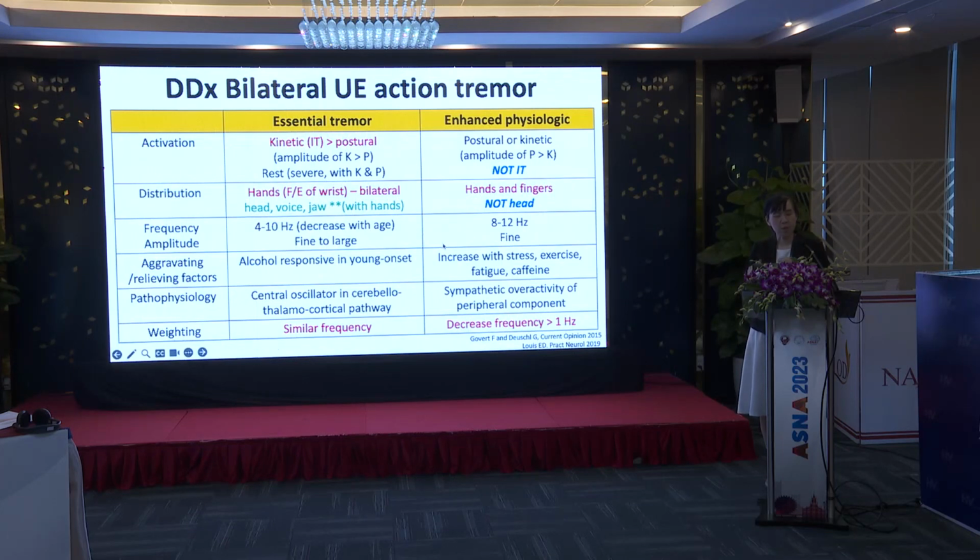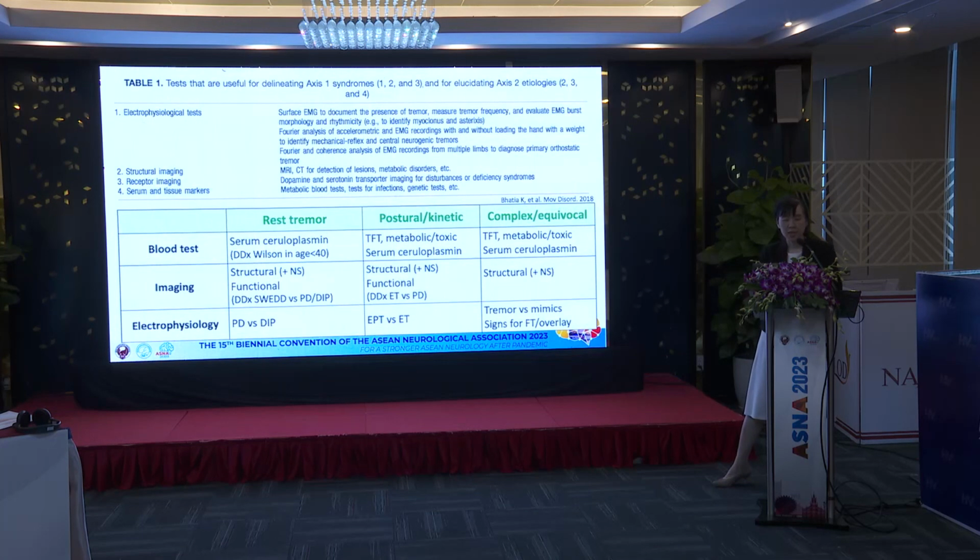The frequency can overlap between these two syndromes, especially in the young adult. But we can use the different pathophysiologies of essential tremor and enhanced physiologic tremor to differentiate between these two syndromes. We know that enhanced physiologic tremor comes from autoactivities of the peripheral components. So when we put the weight on, there is a decrease in the frequency of more than 1 Hertz. The agitation lab is not indicated if clinical assessment is clear.